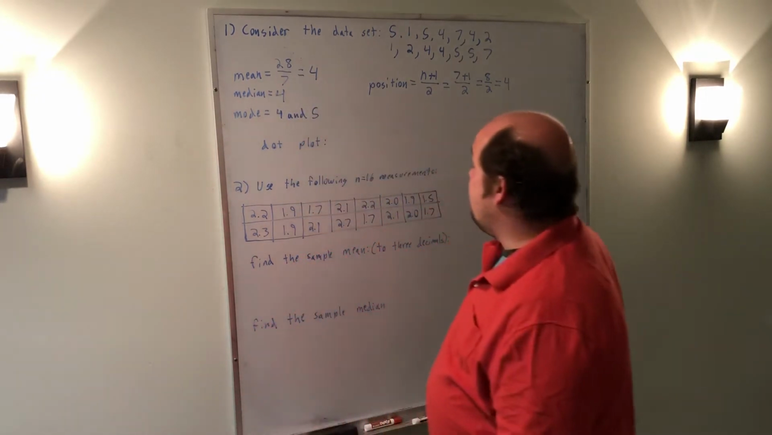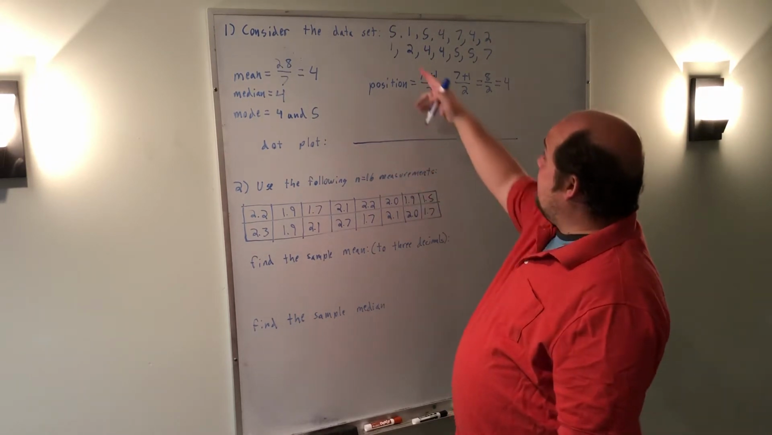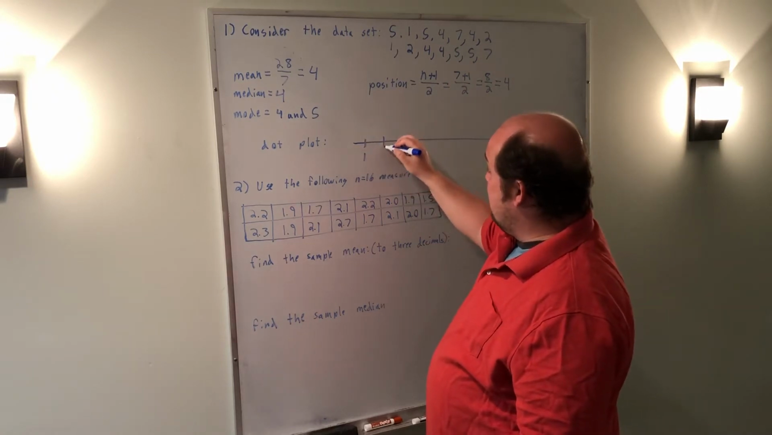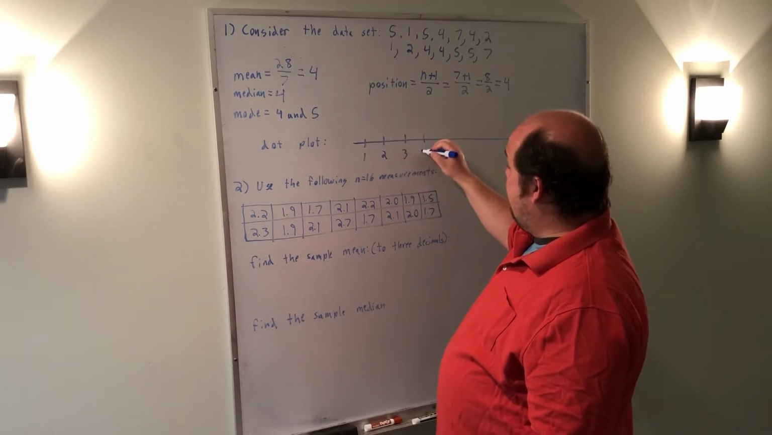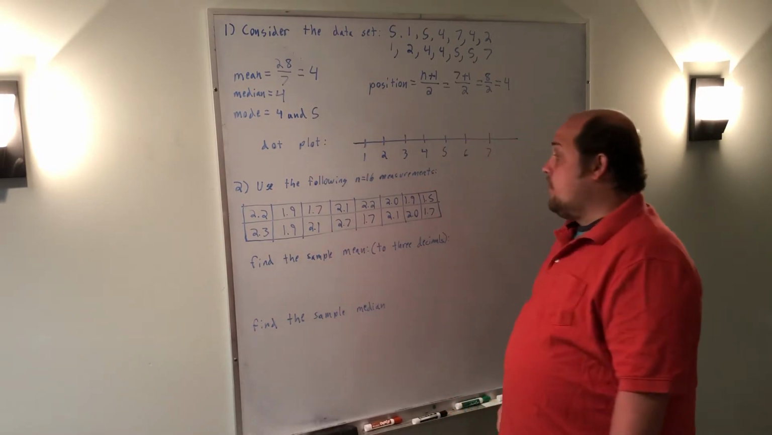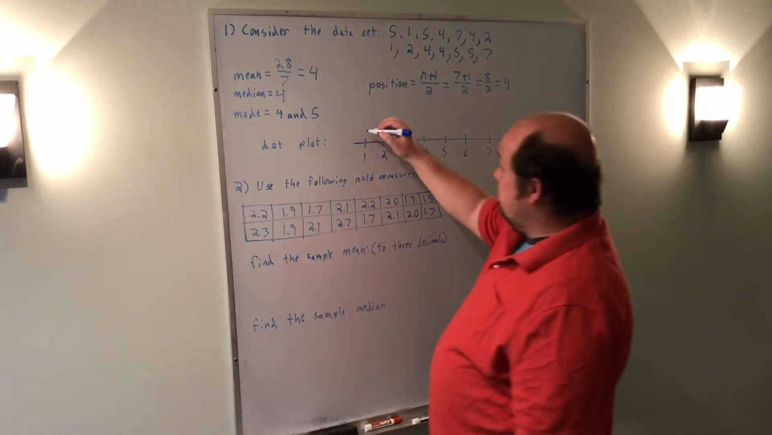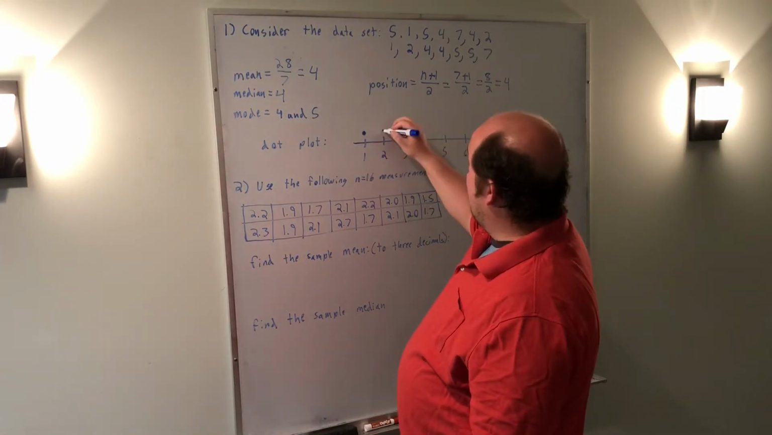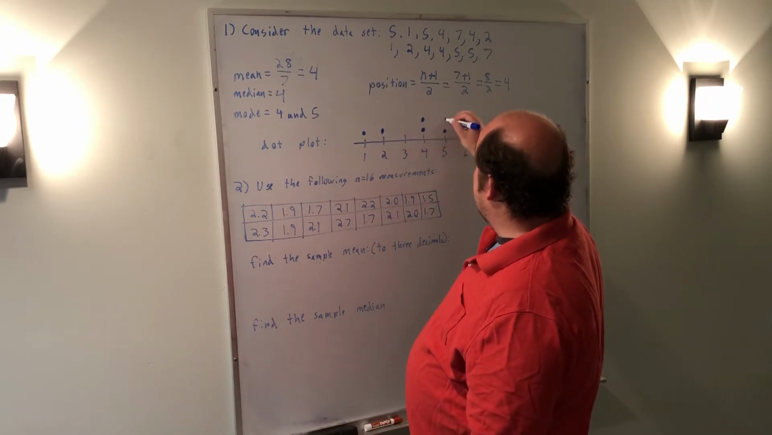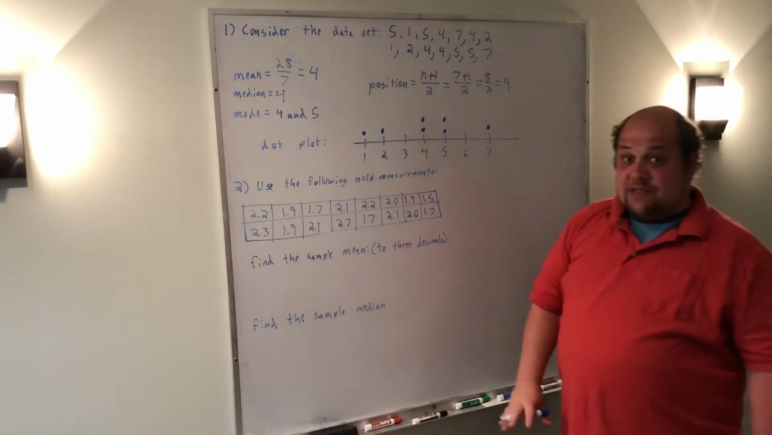If I'm now asked to create a dot plot, I'm going to start by making my axis. My lowest number is 1, my highest number is 7, so I'm going to put all of them on here. 1, 2, 3, 4, 5, 6, 7. I'm going to put a dot for every one. So there's 1 dot at 1, 1 dot at 2, 2 dots at 4, 2 dots at 5, and 1 dot at 7. That's our normal dot plot.